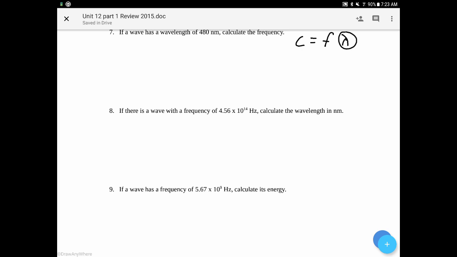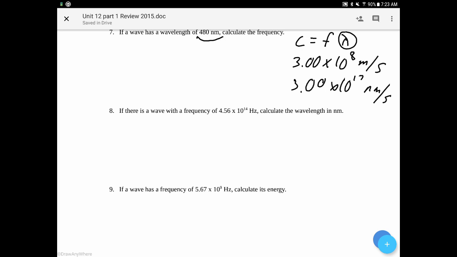C is a constant. It stands for the speed of light, which is always going to be either 3.00 times 10 to the 8th meters per second, or 3.00 times 10 to the 17th nanometers per second. The way we determine which one to use is we look at our problem and see what we have. This has 480 nanometers, so we're going to use the one with nanometers.